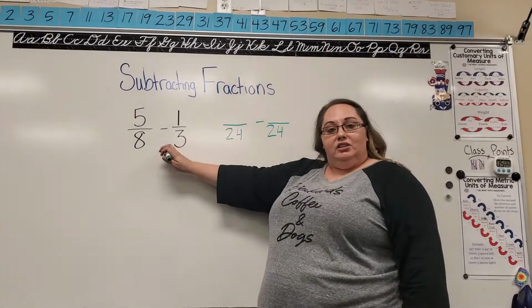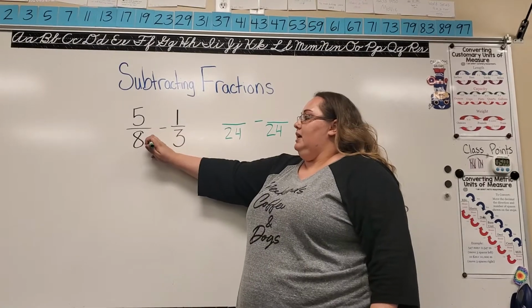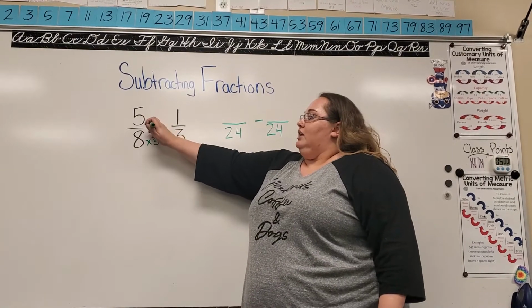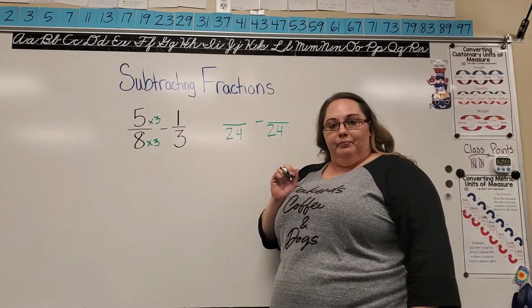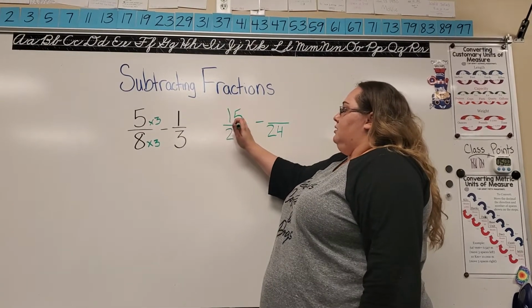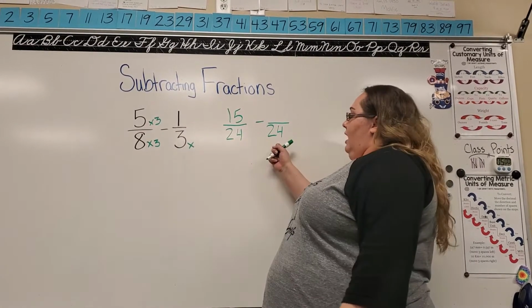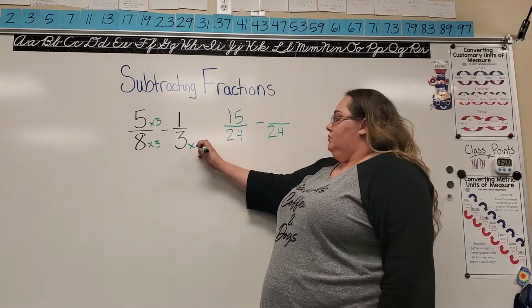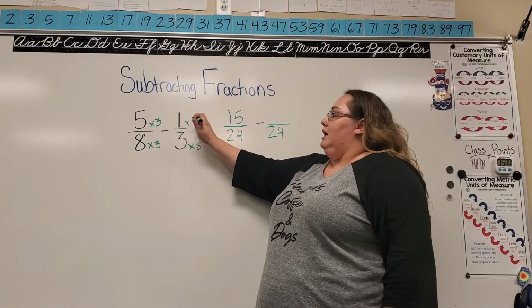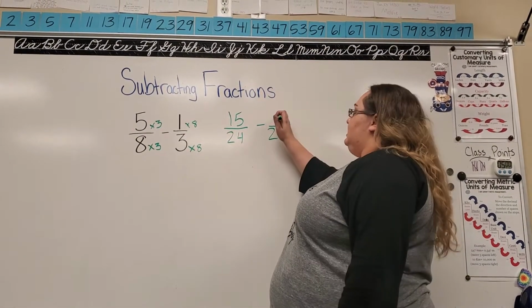Now, I know that to get to 24 from 8, I need to multiply 8 by 3. What I do to the bottom, I have to do to the top. 5 times 3 is 15. For the 3, I know that I have to multiply by 8 to get to 24. What I do to the bottom, I have to do to the top. 1 times 8 is 8.